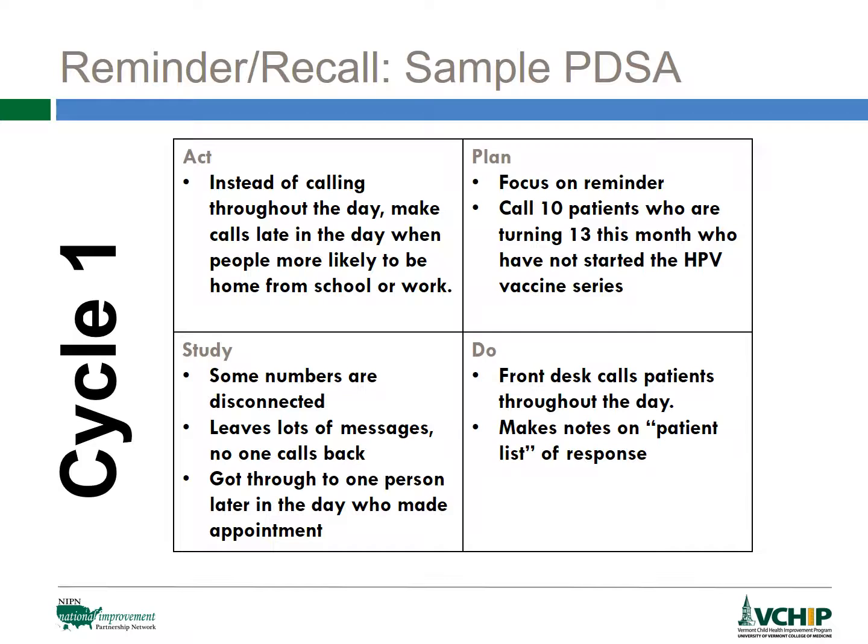After he does that, the team can get together and say, well, this is what I found. Some of those numbers were disconnected, so we don't have the most current phone numbers. Left a lot of messages, and so far no one called back. Did get through to one person later in the day who made an appointment. So based on that information in the ACT cycle, they decide, well, what about instead of calling throughout the day, we made those calls later in the day when people were more likely to be home from school or work and able to answer their phone. So that concludes their cycle 1.